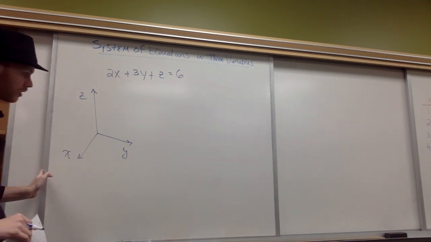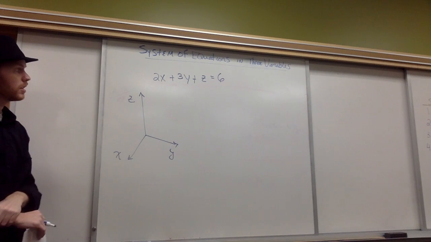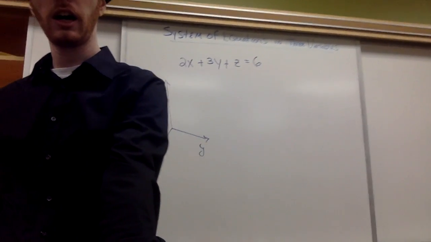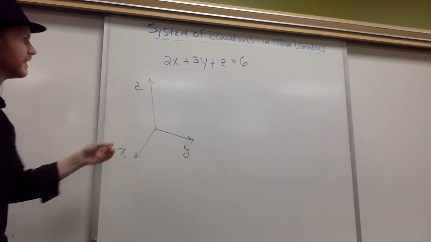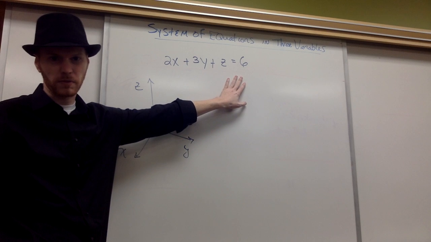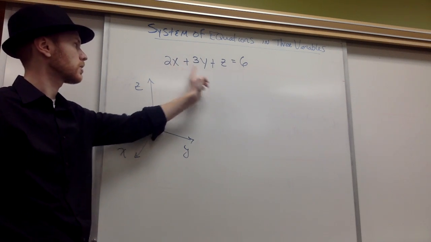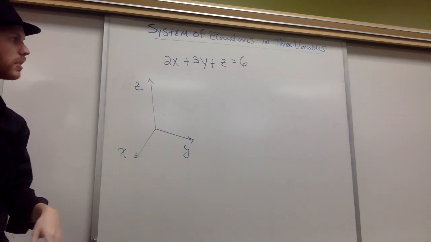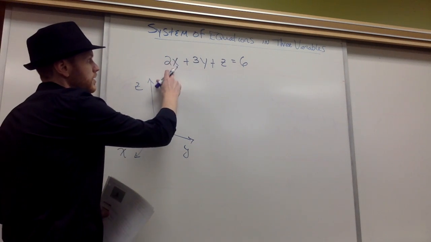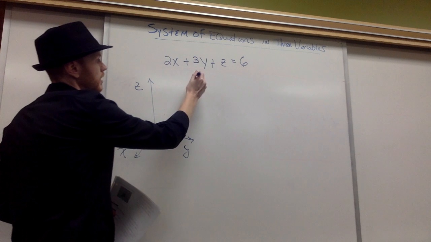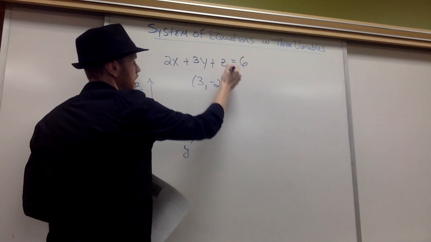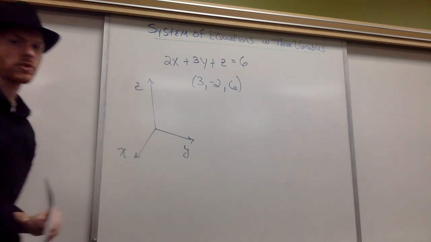So what I encourage you to do right now is pause the video. In fact, let me just zoom this in. I want you to come up with solutions for this equation. What can I plug in for x, y, and z that gives me 6? So pause the video and do that. I'm going to go ahead and start writing answers. I can make this a 3. I can make this a -2 and z to be 6. That's one solution.